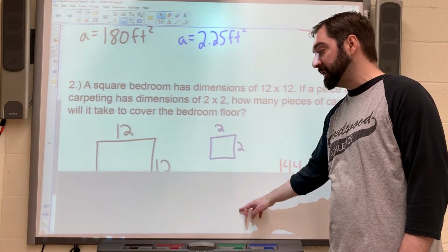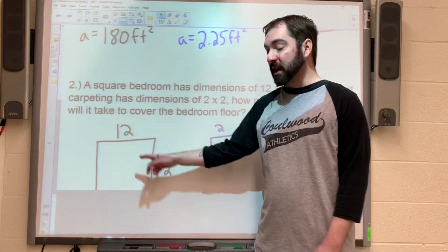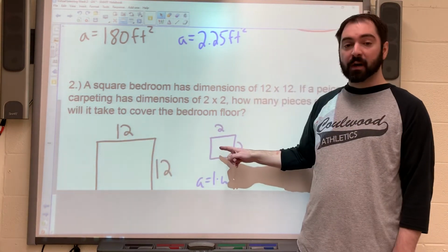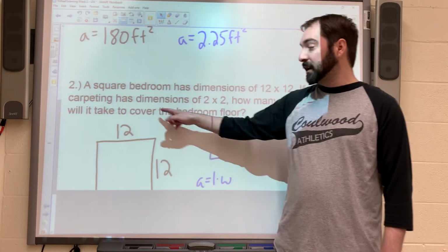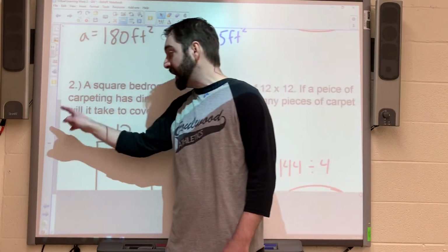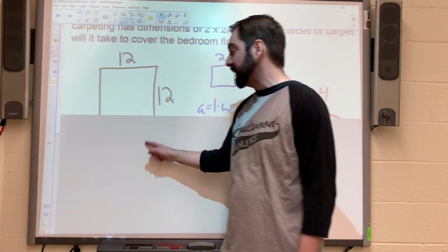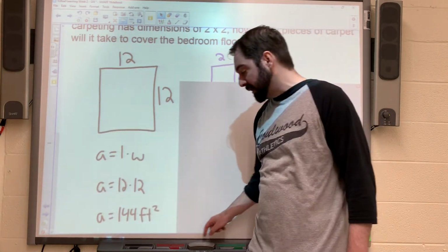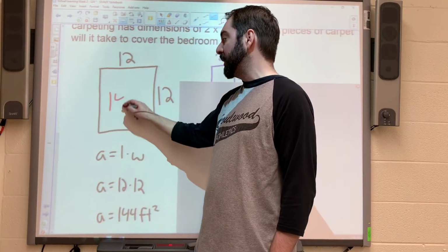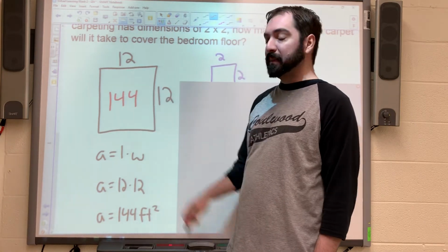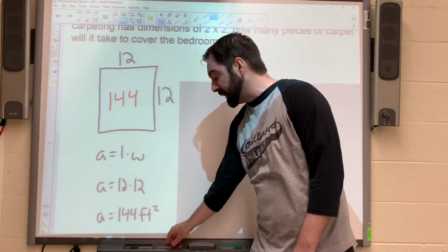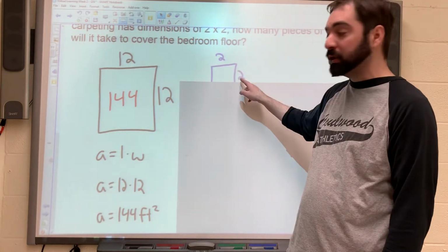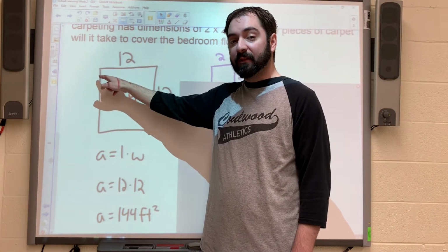So again, first thing I did, I drew out my two shapes. I have a square bedroom and square pieces of carpet. It talked about covering it, so again, I know that I'm using my area formulas, length times width. To find the area of the bedroom, I did 12 times 12, and I got 144 square feet. So again, the inside of this bedroom is 144 square feet, and I'm trying to figure out how many 2 by 2 square carpets I can fit on the inside.